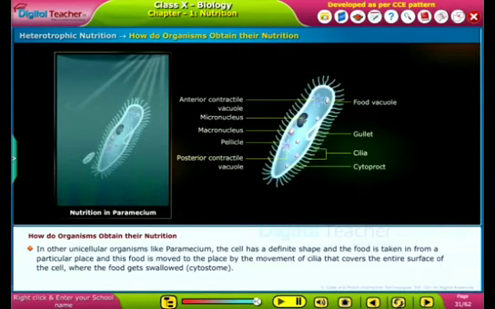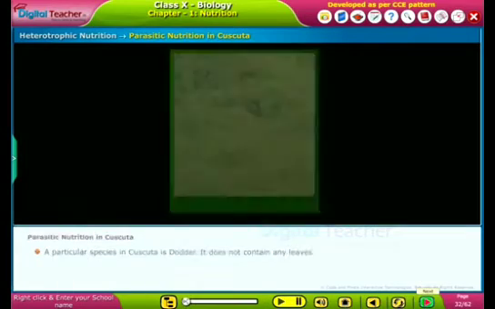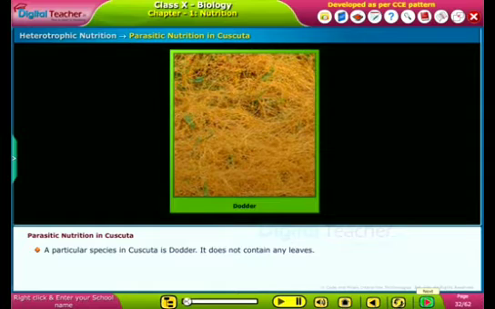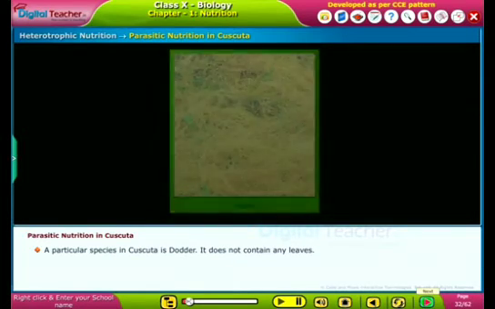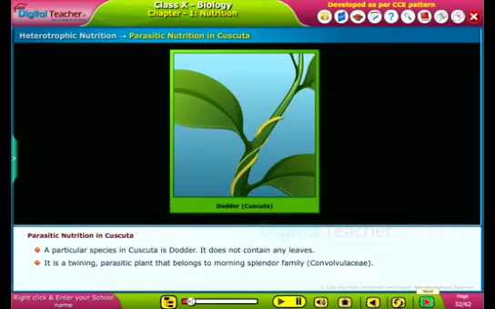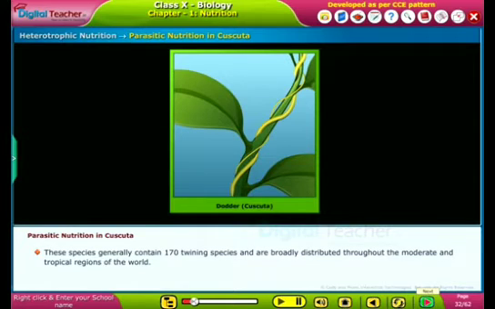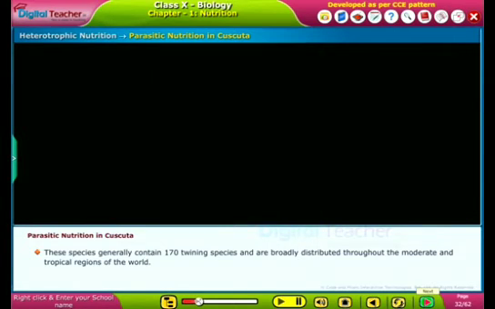Let us learn in detail about parasitic nutrition in cuscuta. A particular species in cuscuta is dodder. It does not contain any leaves. It is a twining, parasitic plant that belongs to the morning glory family. The genus generally contains 170 twining species and is broadly distributed throughout the temperate and tropical regions of the world.